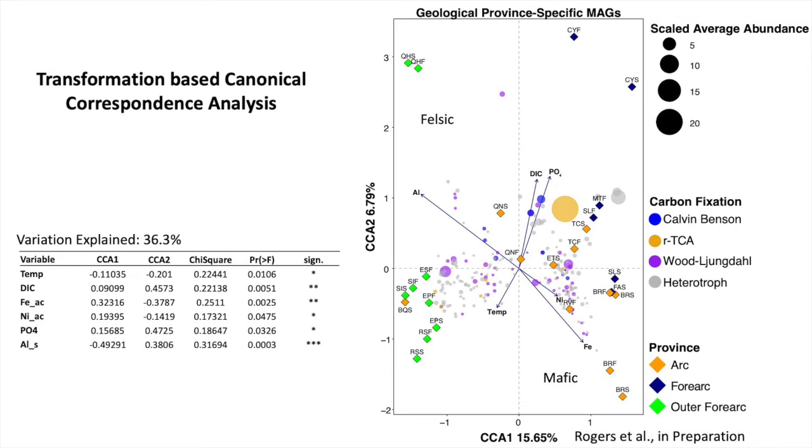In this case, the correlation with aluminum might be an indication of microbial-induced mineral weathering of feldspar to make phosphorus more bioavailable. You'll also notice that on the right side of the graph, the forearc and arc sites cluster together. Additionally, the Wood-Ljungdahl MAGs that are associated with the arc and forearc are closely associated with nickel and iron. Both of these metals are key metals for the Wood-Ljungdahl metalloenzymes.